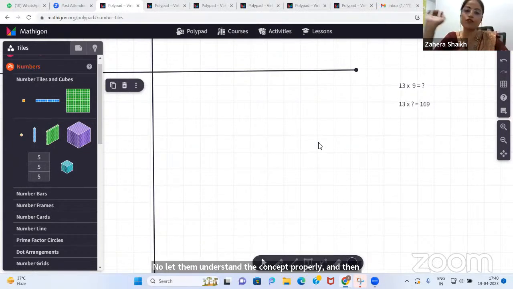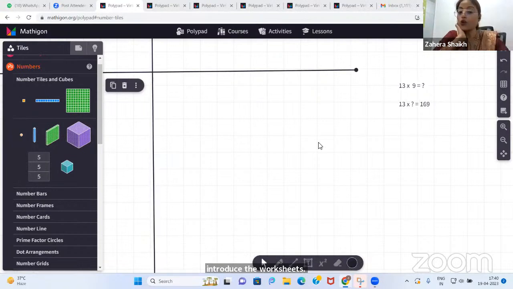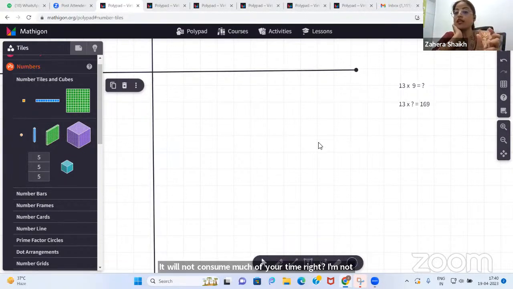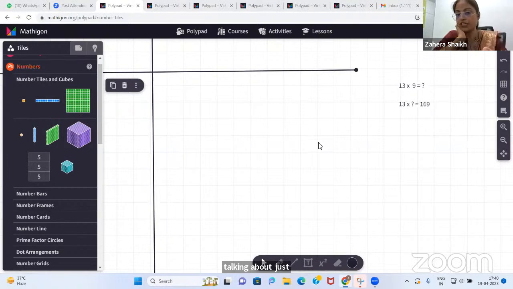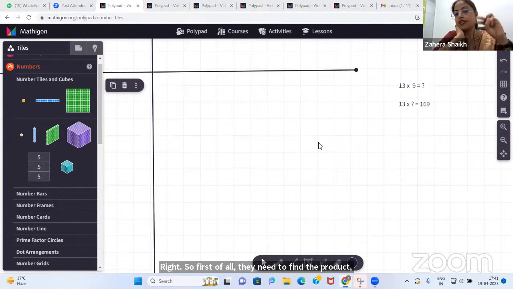It will not consume much of your time. Right? I'm not talking about just multiplication. Multiplication has 3 different layers to teach, right? First of all, they need to find the product. The next one is the multiplier. And the third one is the multiplicand. When they are able to find all these things by themselves, and visualize them, then you can give them the worksheet to solve.